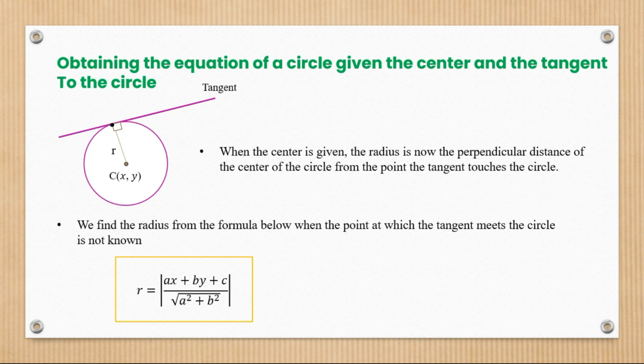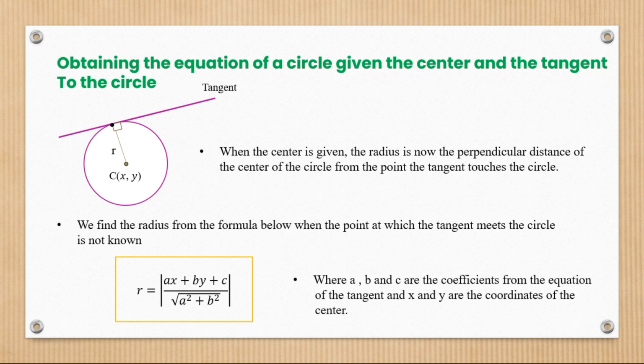So now this is how we'll find the radius: ax plus by plus c over root of a squared plus b squared. So this will give us the radius, where a, b, c are the coefficients from the equation of the tangent, and x and y are the coordinates of the center. So we shall be representing the coordinates of the center right now as x and y.